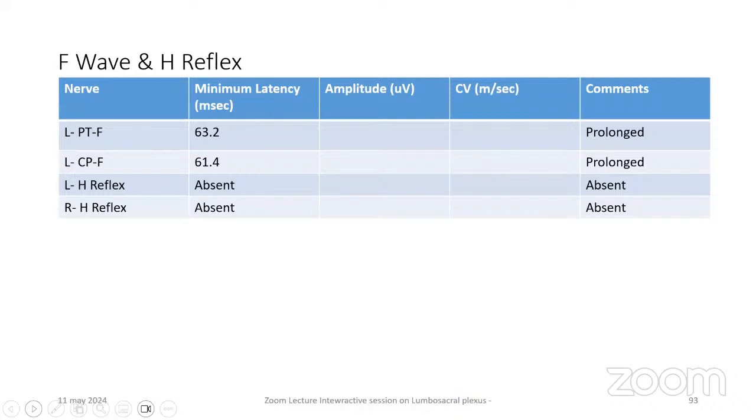Okay. And what do you think about F wave and H reflex? H reflex again suggests S1, probably S1 radiculopathy. It is absent. Probably it is suggestive of S1 radiculopathy. And F wave?